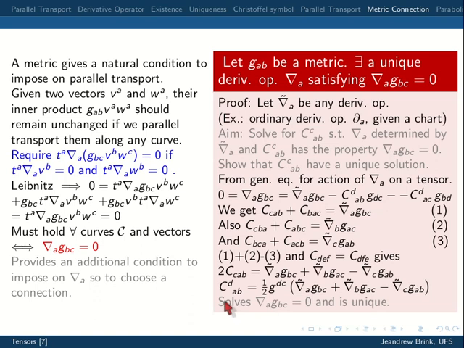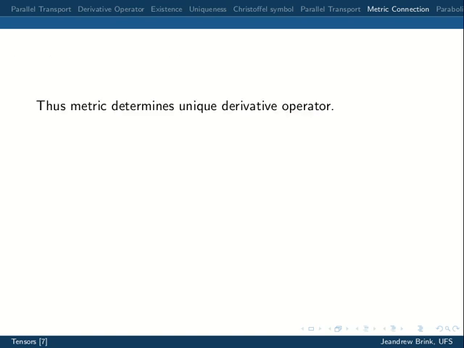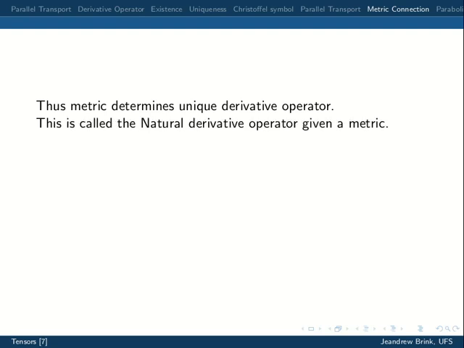So this expression over here is important because you can use it to work out your connection. When you're doing practical calculations, you're going to get your metric, work out the derivatives of the metric, work out the inverse of the metric, and then work out all these coefficients, which are then your connection for that metric. And these things basically connect the tangent space at one point with the tangent space at another point. Okay, so now we have our metric determining the unique derivative operator.